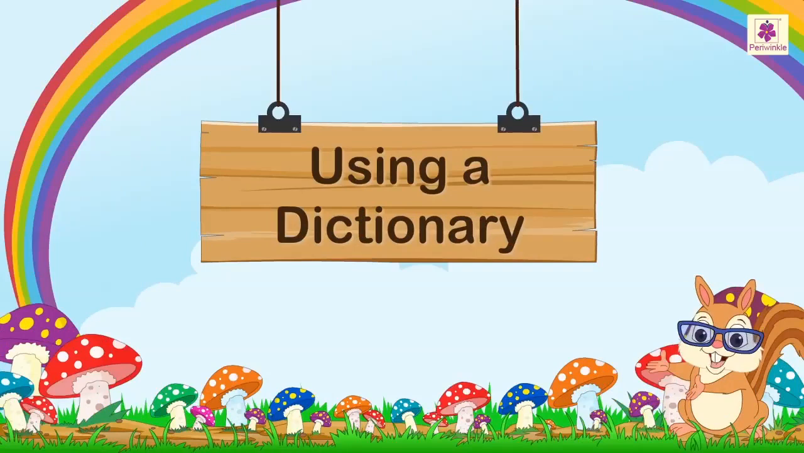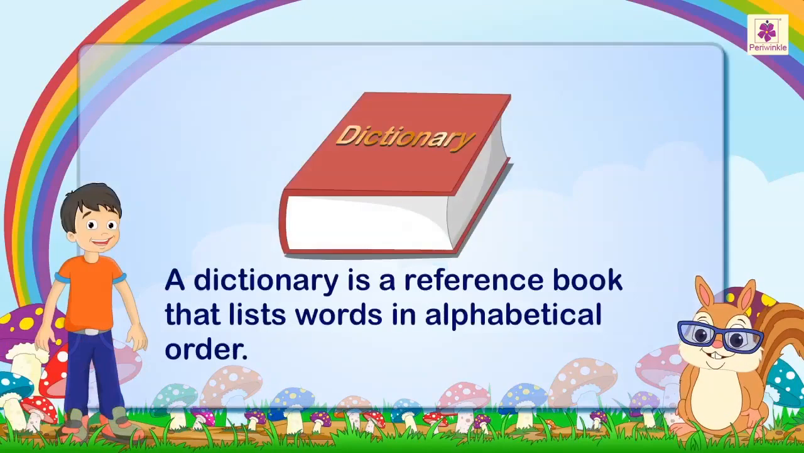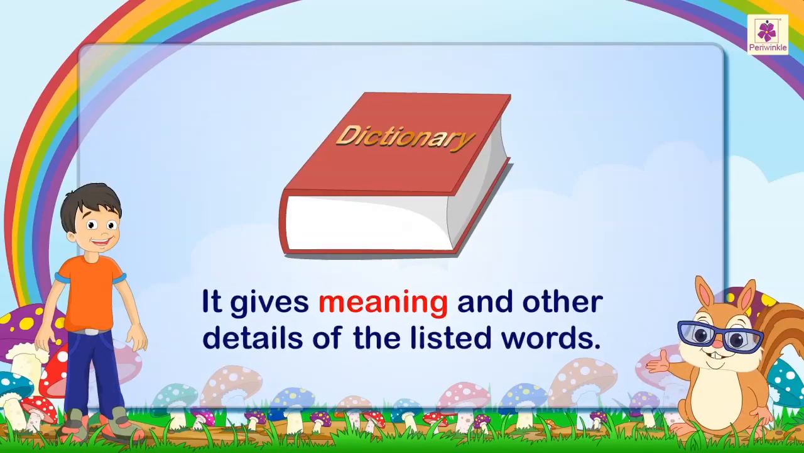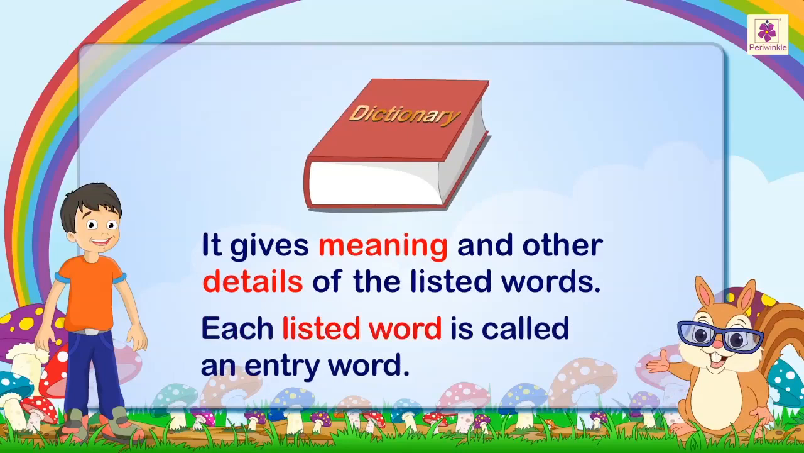Using a dictionary. A dictionary is a reference book that lists words in alphabetical order. It gives meaning and other details of the listed words. Each listed word is called an entry word.